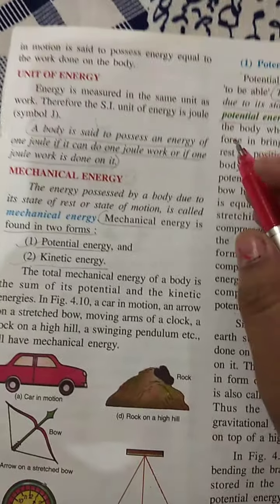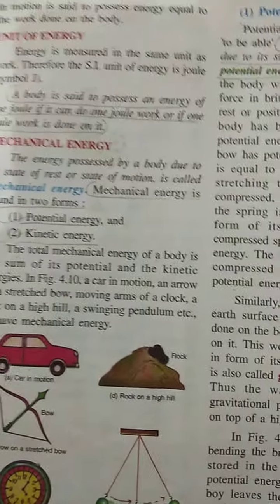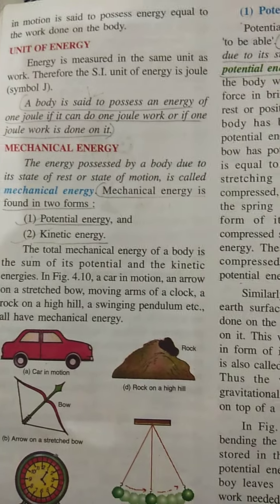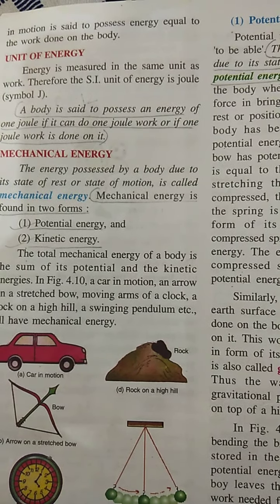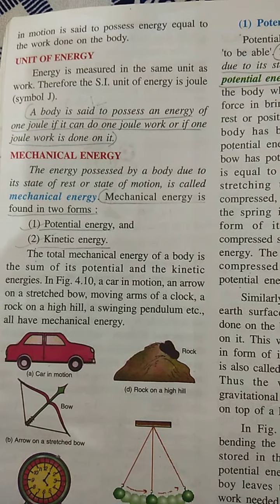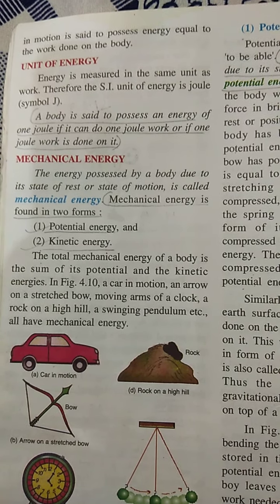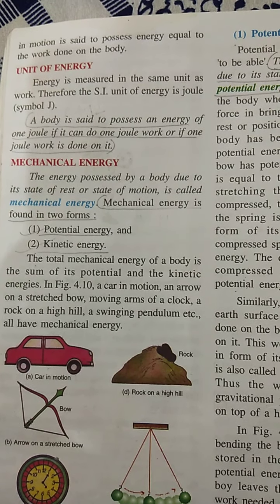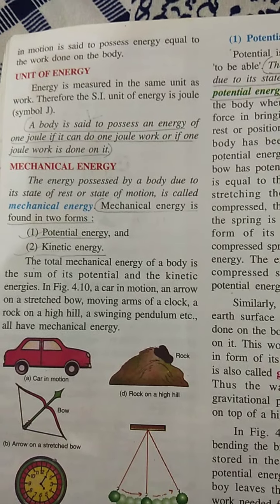Now there are different forms of energy which are given in your book. Students, one more thing you have to understand here is the SI unit of energy. The SI unit of energy is also joule. A body is said to possess an energy of 1 joule if it can do 1 joule of work or 1 joule of work is done on it.